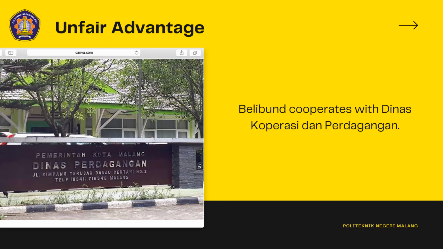We do have some kind of unfair advantage. We have cooperated with Dinas Koperasi and Perdagangan. Actually, we proposed this business idea to Dinas Koperasi and Perdagangan so that we could conduct some research in the pasar, the offline markets, and test our application in a social experiment like that. We just want to gather some evidence and insights from the markets, and they allowed us to conduct the research. So we are cooperating with Dinas Koperasi and Perdagangan, and I think it's a great start for us; if we fully implement this, I think it is prospective.